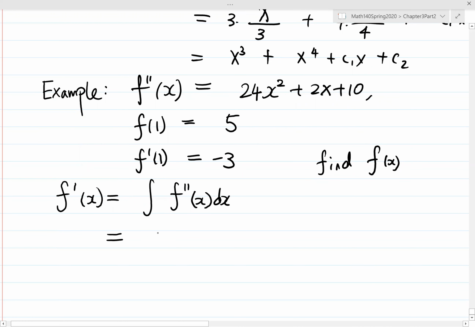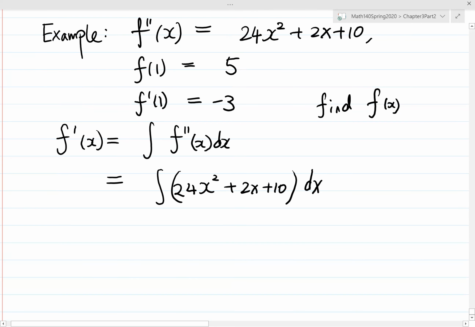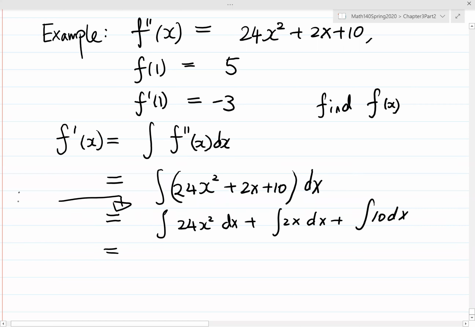And then we substitute the explicit expression, dx. Then we factor out the terms. This is 24x squared dx plus 2x dx plus 10 dx. This uses the distribution property, the linear property, so you can distribute. And then we factor out the constant 24. We factor out the coefficients.